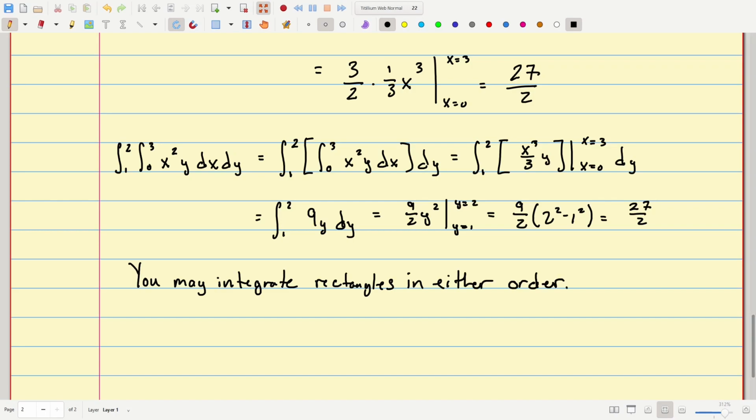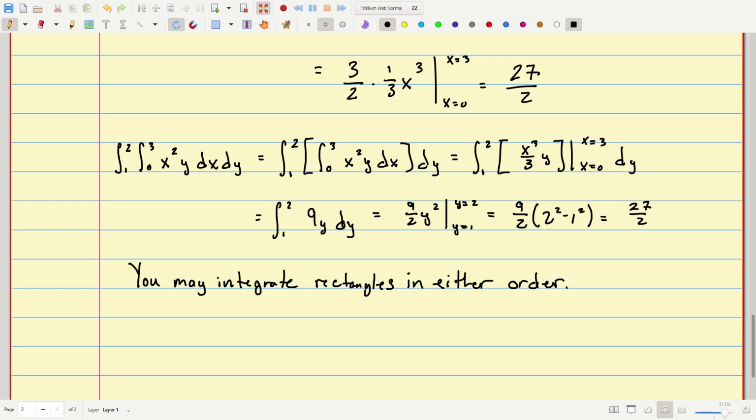We're very happy about this. But you can integrate rectangles in either order. So it doesn't matter if you do dx dy or dy dx. You can look at the integrand, figure out which way looks easier, and then do that one first. In this particular problem, maybe doing it the second way was easier than the first way.